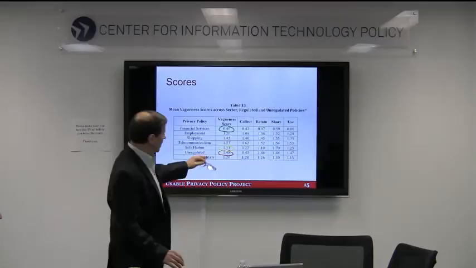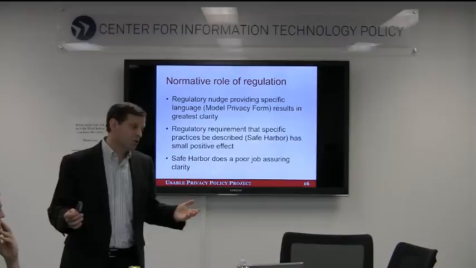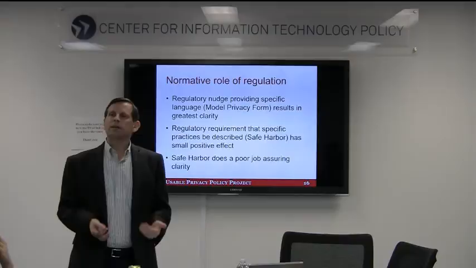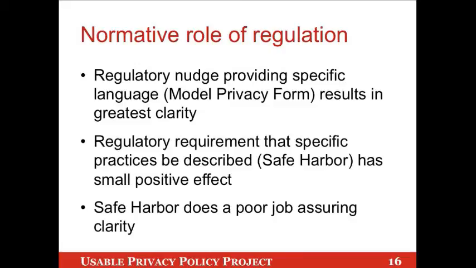So when we look at this, it really brings us to the second question. It's a much shorter slide because it's sort of a yes or no kind of thing, I guess. What does this tell us about the normative role of regulation? How these different regulatory regimes are affecting, if at all, the clarity of privacy policies. I think what we can say from the results pretty clearly is this regulatory nudge, where the regulators are providing specific language that can be adopted or not by the industry, that's giving us the greatest clarity.